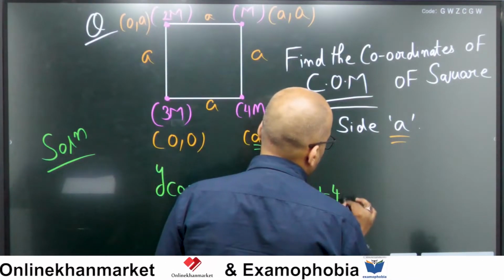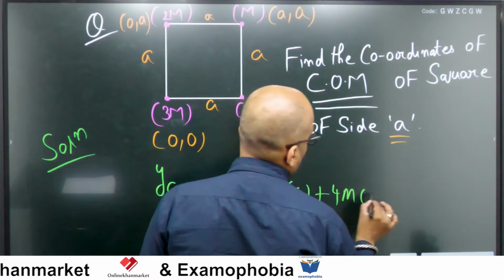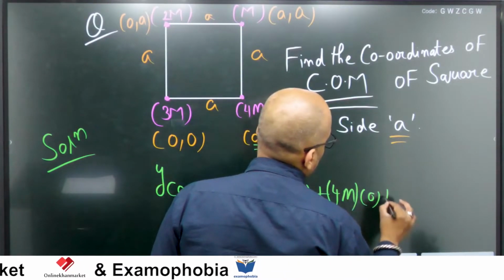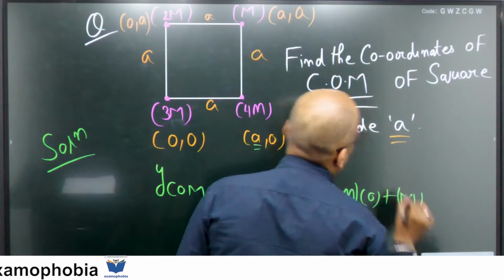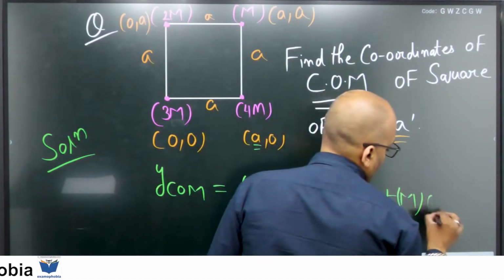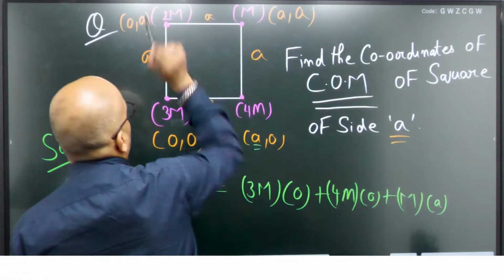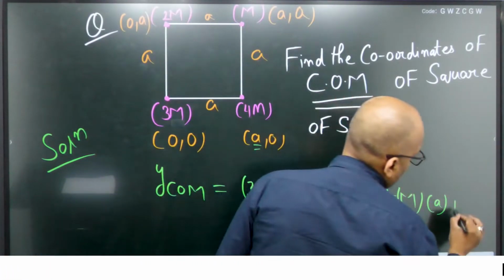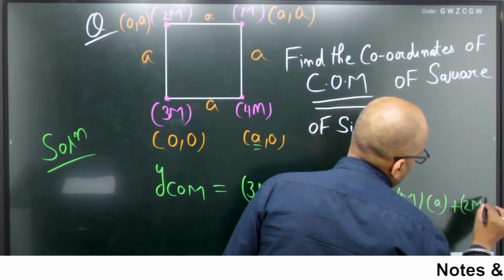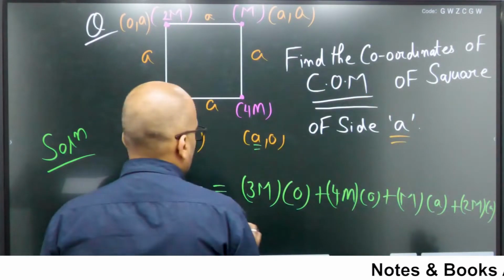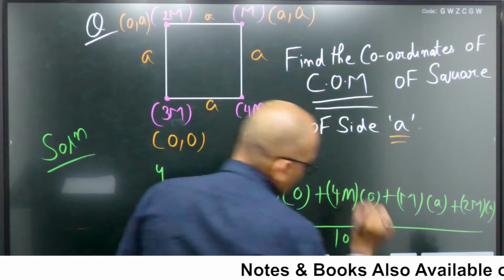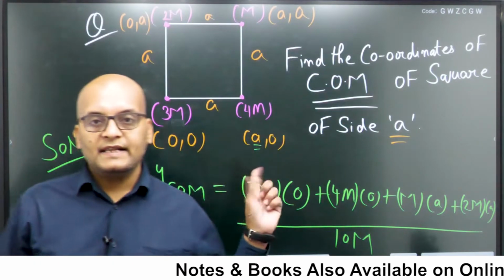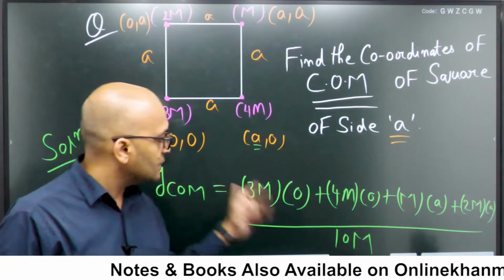So 4m again into 0, plus m, that is my third mass, and its y coordinate is a, and this 2m mass, its y coordinate is also a. So 2m into a. Okay. Divided by the sum of all these masses, that is 10m. We know it because we have done it in the previous section. Yes. Okay.